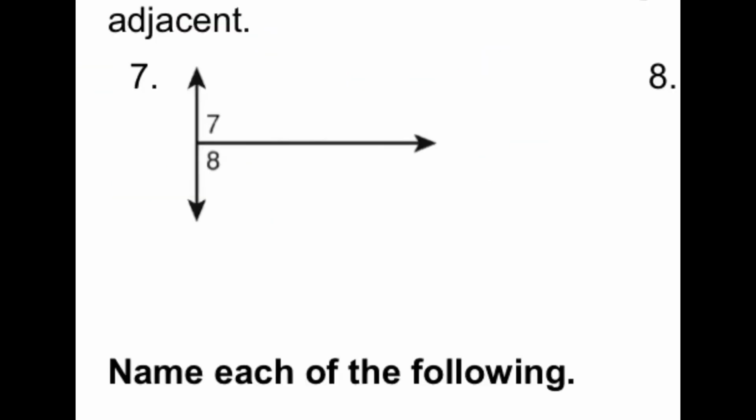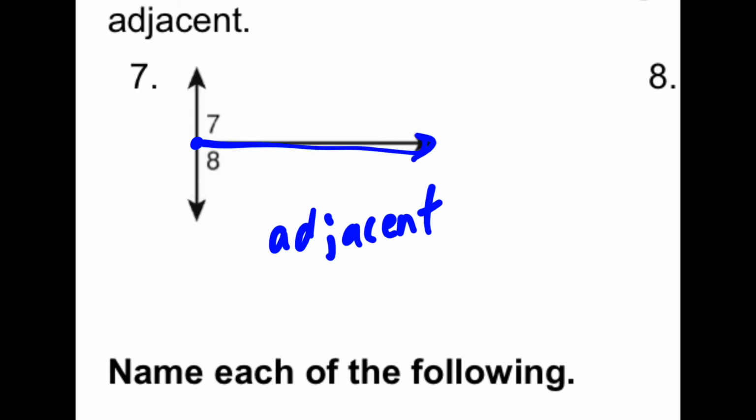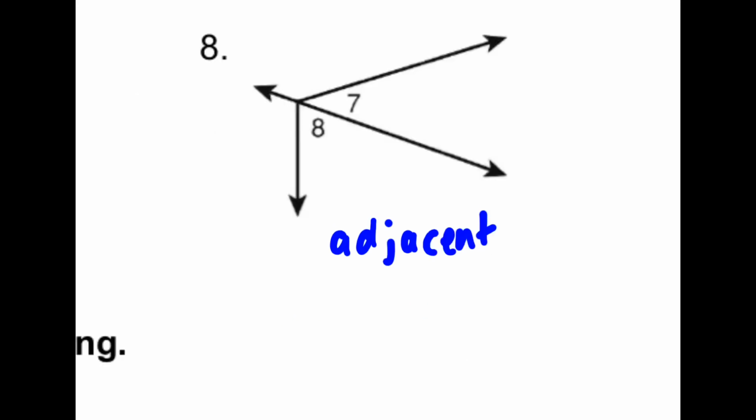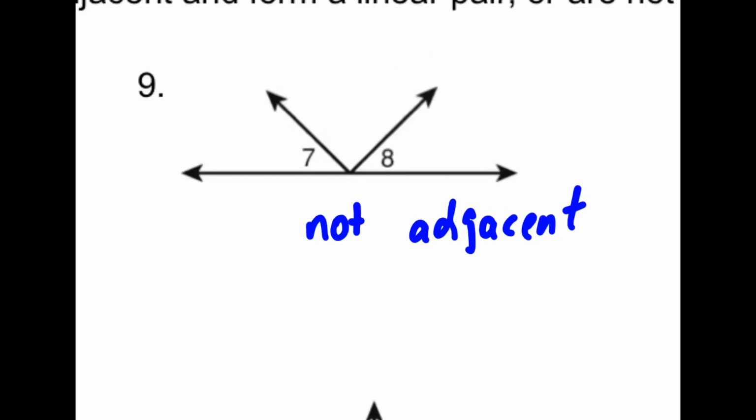In number 7, these angles are adjacent, meaning they share a vertex and one side. It's going to be this one. They are also a linear pair, because they are adjacent, and if I was to add them together, they equal 180. Number 8, these angles are adjacent. They share a vertex and one common side. They are not a linear pair, though, because they don't add up to 180. In number 9, these angles are not adjacent. Though they share a vertex, they do not share a common side.